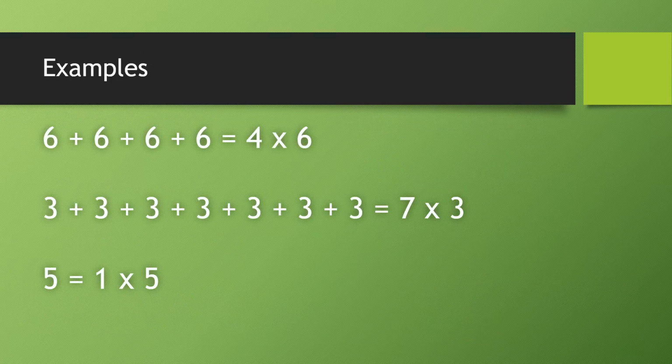Okay, so we will check some examples. So we have 6 plus 6 plus 6 plus 6 equals 4 times 6. Why is it? Because we have 4 sixes. See, 1, 2, 3, 4. We have 4 sixes. 4 times 6.